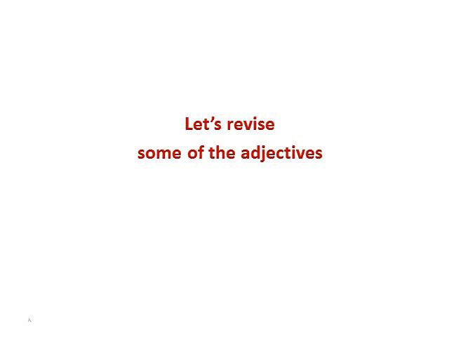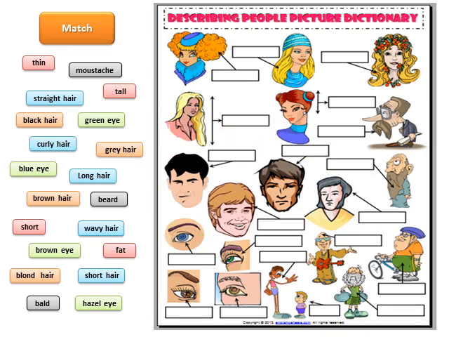Now let's practice describing people. We'll start by revising some of the adjectives. Look at the picture and try to match the most suitable adjective that describes the picture. For example, look at the first picture. Which adjective better describes the first picture? It's previewed here. The picture is about the hair. We have straight hair, curly hair, long hair, wavy hair, and short hair.